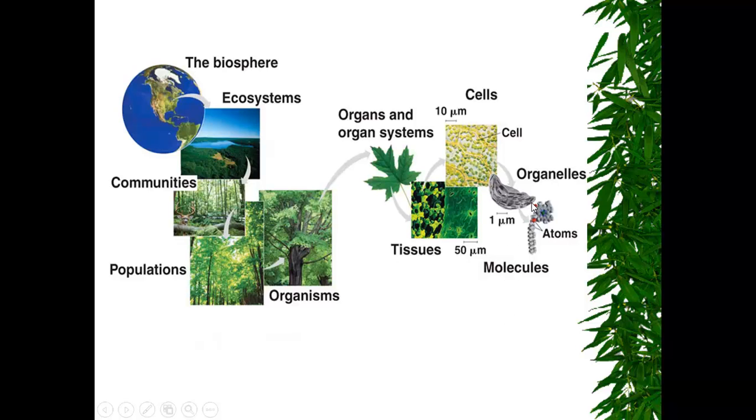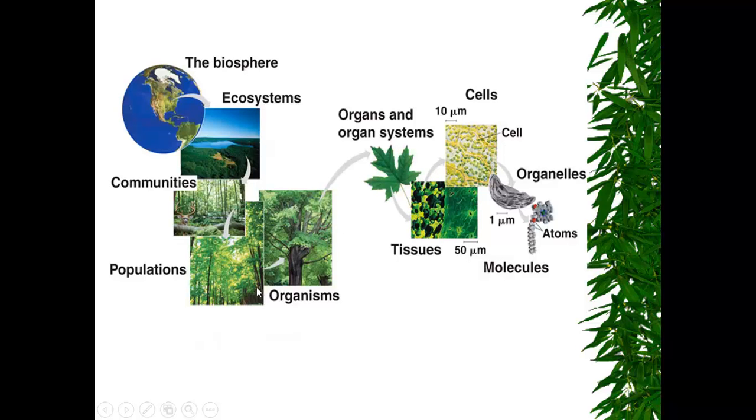Cells are composed of organelles. A bunch of cells together make a tissue, a group of specialized tissues make an organ, and a bunch of organs working together make an organ system, and this is all composed into one organism.